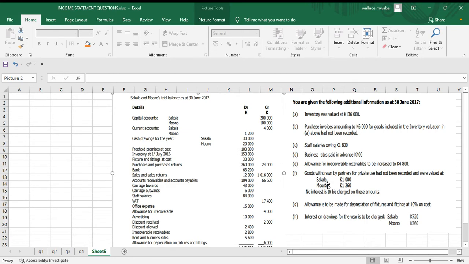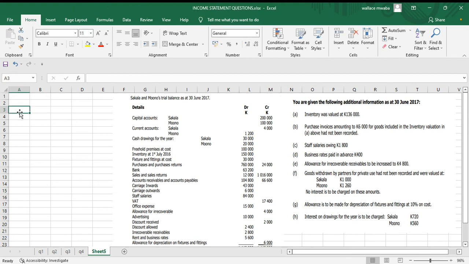So the first thing is we're going to make the trading account. Let's say trading account for Sakala and Mono, for the year ended 30th June 2017. So we're going to start.